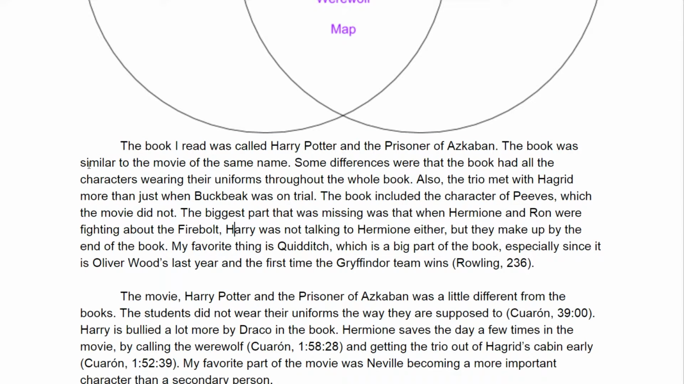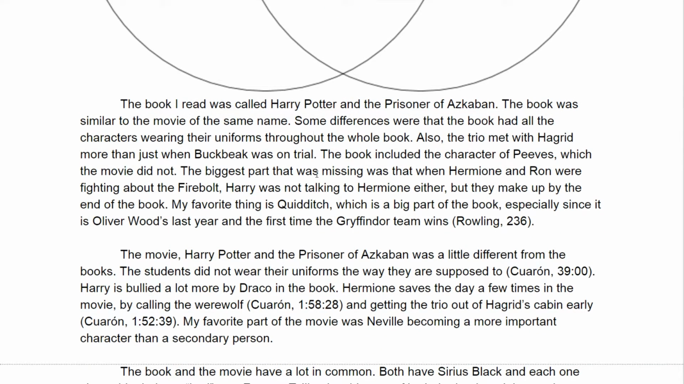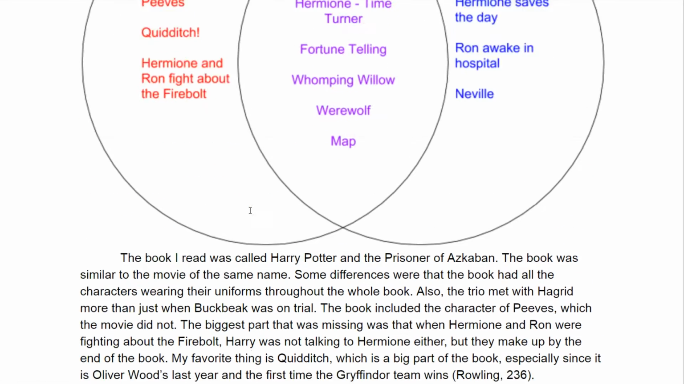So I made sure to introduce my book in the very first sentence so that you know that the first paragraph is just about the book. I'm talking about Harry Potter, that there are some differences between the characters, how they look, besides how they're portrayed. And if you look here at the end of this first paragraph, I quote the author and the page number that I found it on. I'm talking about how in the book they talk about Quidditch a lot, but in the movie it's not seen at all. So that's a big difference between the book and the movie. And as you can see up here, I have Quidditch as a book-only item.